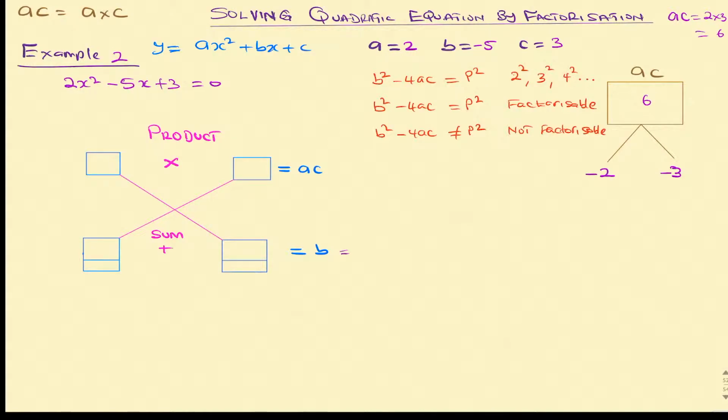So b will be minus 5, and AC will be 6. In the top boxes, we put minus 2 and minus 3. In the bottom box numerator, we put minus 2 and minus 3. We then need to divide the bottom box numerator by a.